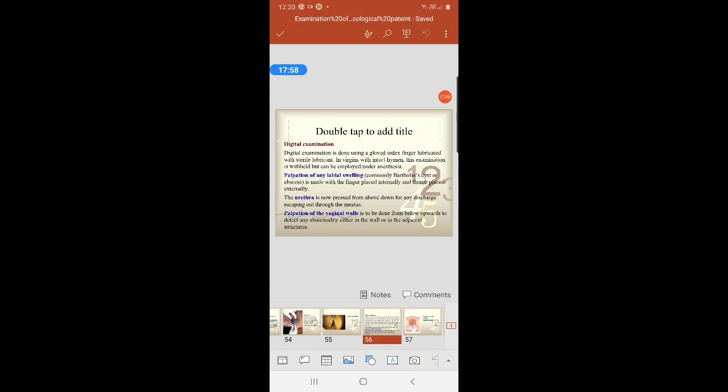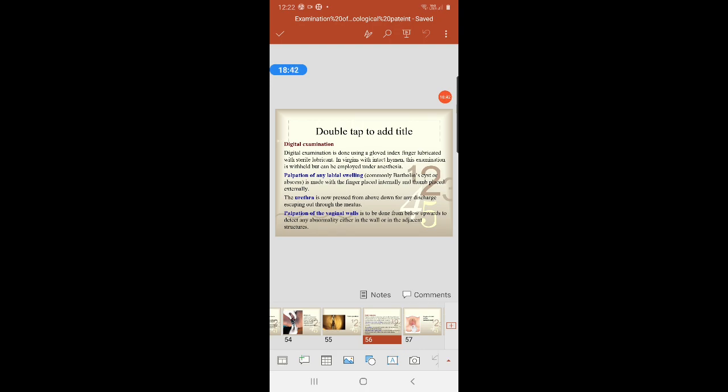Next, about the digital examination method. Digital examination is done using a gloved index finger lubricated with a sterile lubricant. In virgins with intact hymen, this examination is withheld. It should not be performed, but it can be employed under anesthesia. So we should not do digital examination in virgins unless it is very much needed, and then we can employ it with the permission of her guardian and under anesthesia.